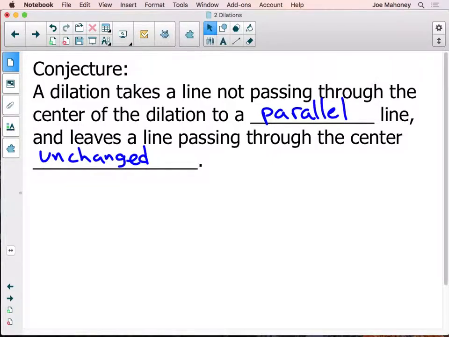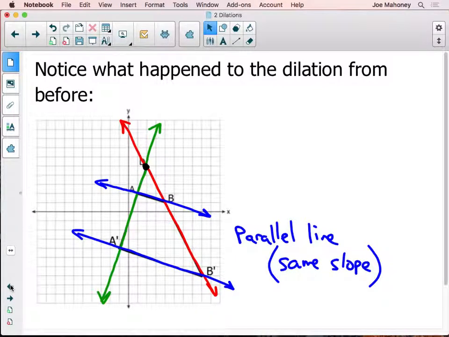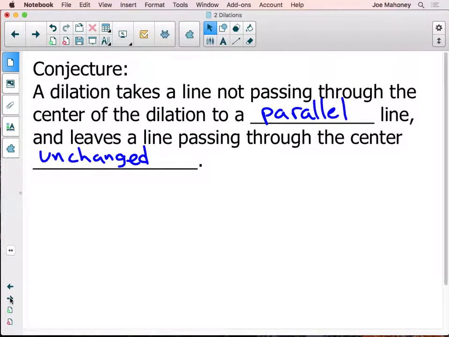Okay, if you got all that down, take a look at what we did. We just said that because the blue line does not contain the center of dilation, it moves to a parallel line. The green line and the red line contain the center of dilation. Those lines don't change under a dilation. That's what that rule says.